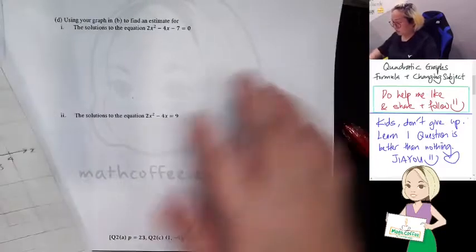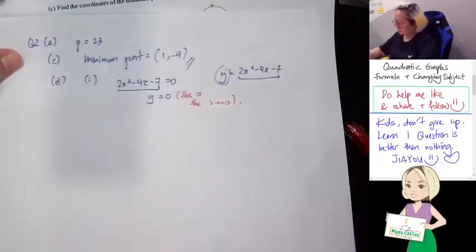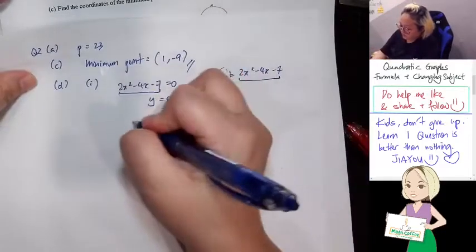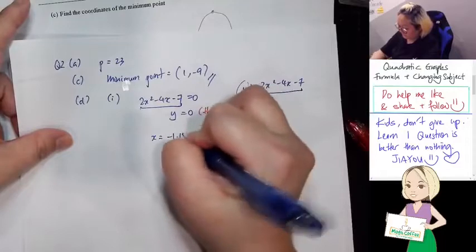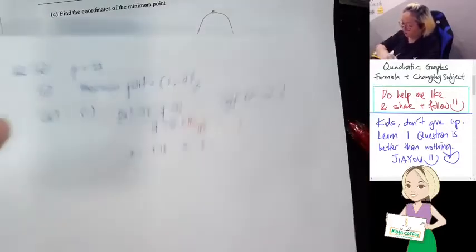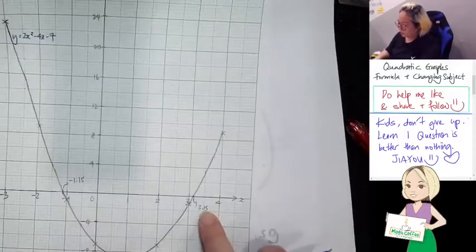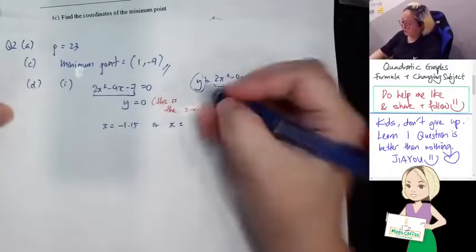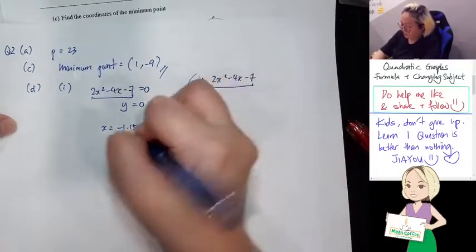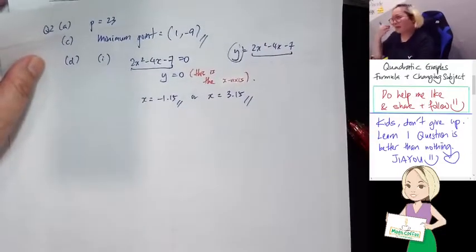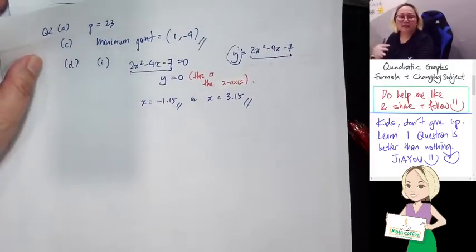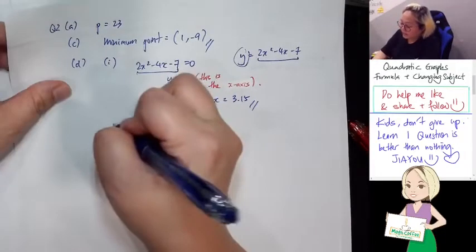So come back to here, we will say x equals negative 1.15 or x equals 3.15. And we're done. So this is easy. Why? Because it's just finding out where the curve cuts the x-axis. So now let's take a look at part 2.